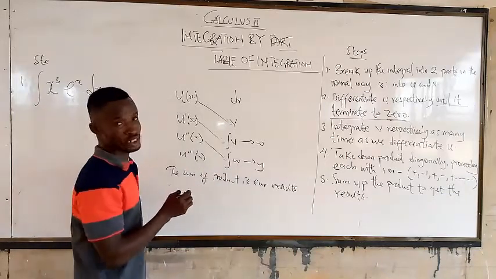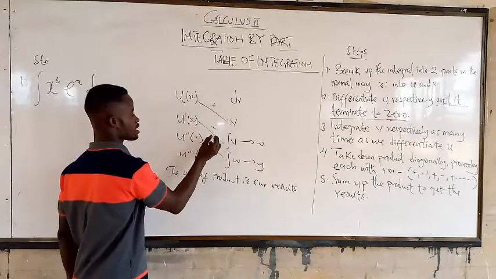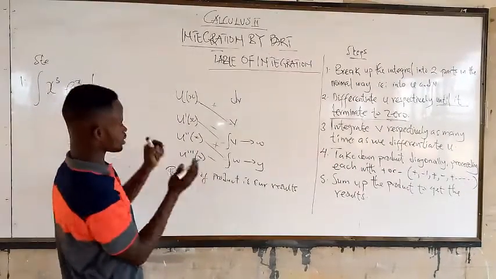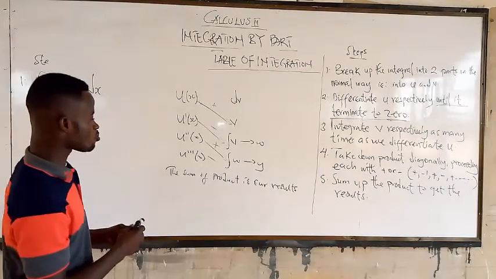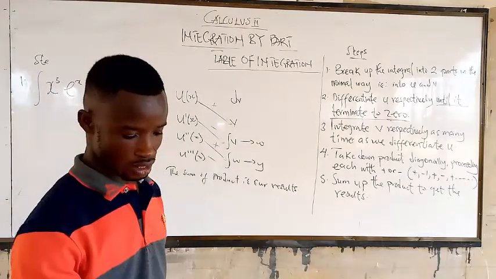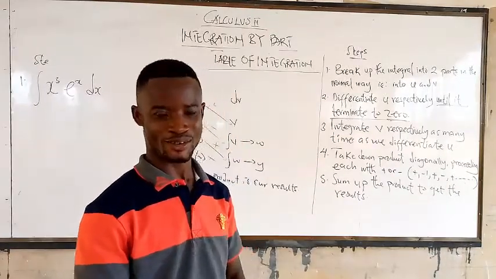Then you bring plus, minus, then you multiply. And the sum of the products is our what? Our result. Let's stop the talking and try one question.